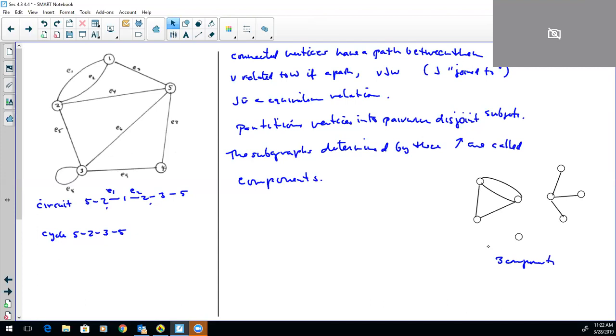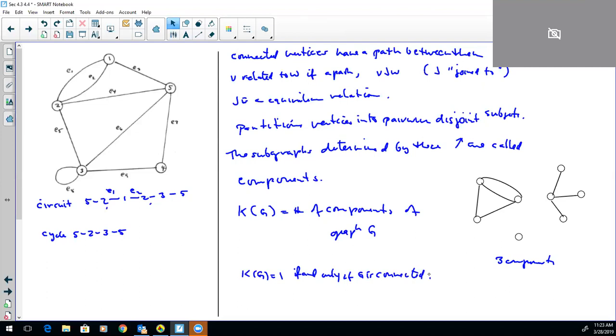And we'll use the following notation. Capital K of G is the number of components of graph G. And the thing to remember here is that K of G is 1 if and only if the graph is connected.